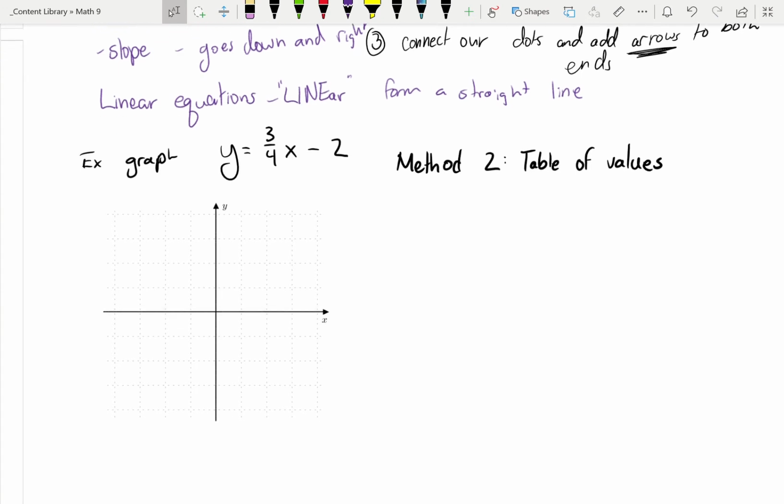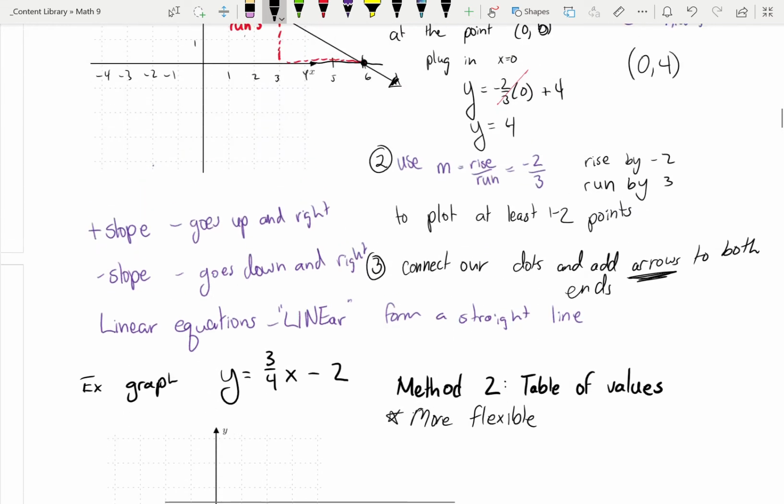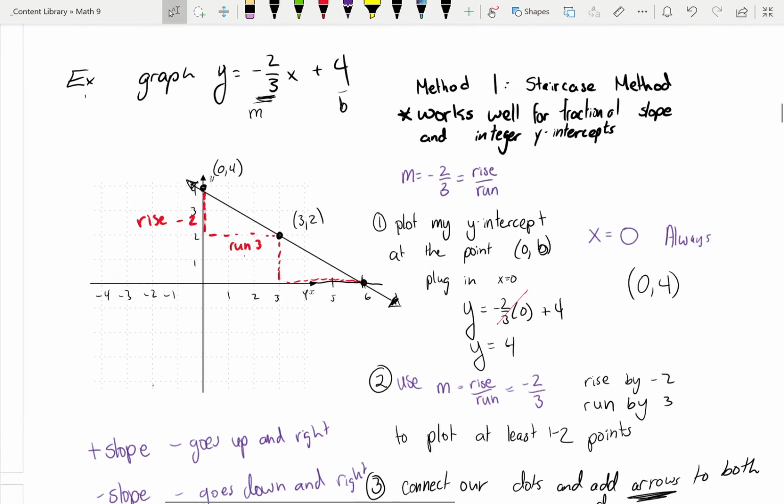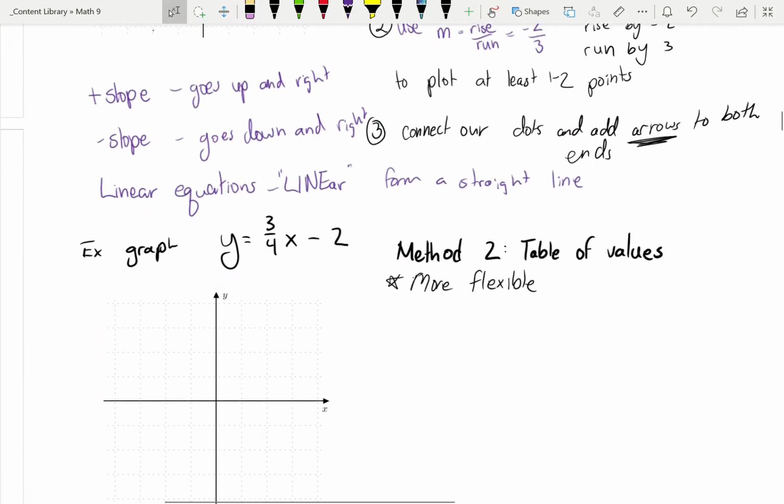Okay, the second method, table of values. So I have a second example here. This one is good for everything, so I'll say it's more flexible. You can see some of the issues with the first method is that if I have, say, a y-intercept of 3.2, I know it's going to be somewhere around here, but that's hard to accurately measure. And because I'm basing all of my points off of that starting value, you can see that it's going to be challenging.